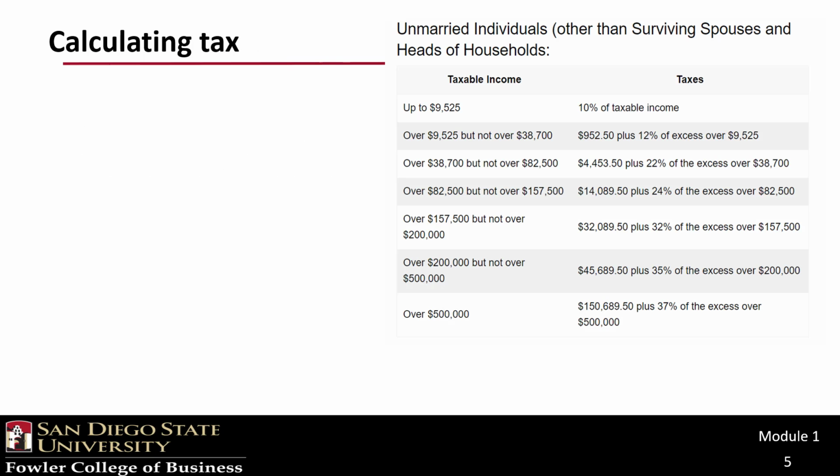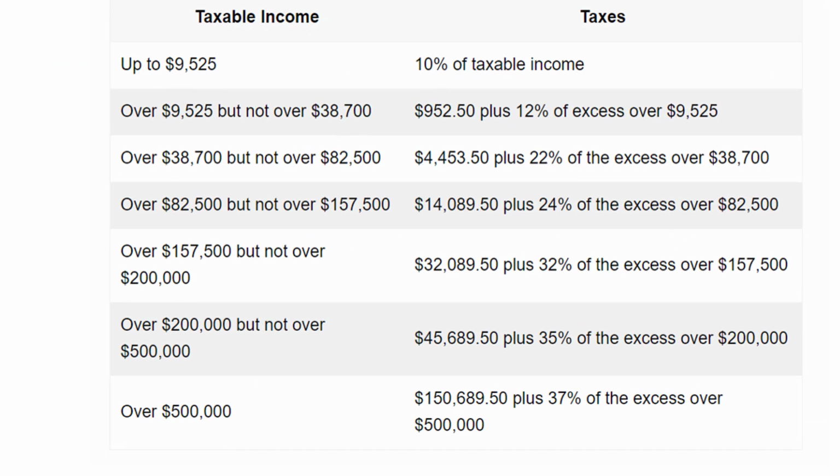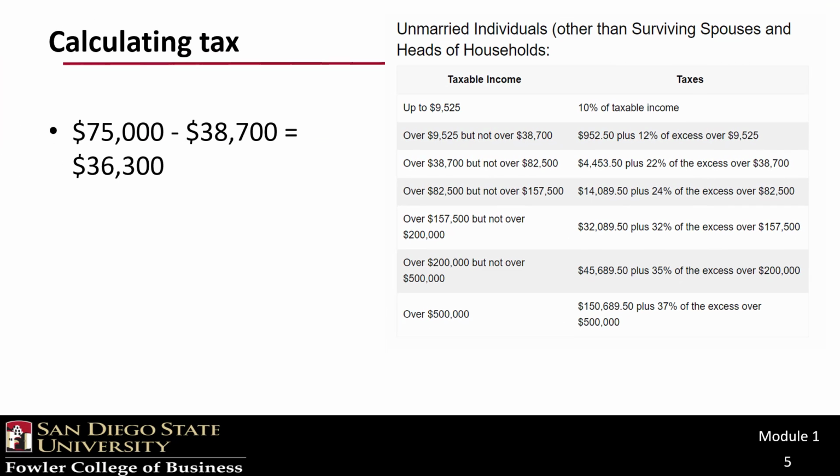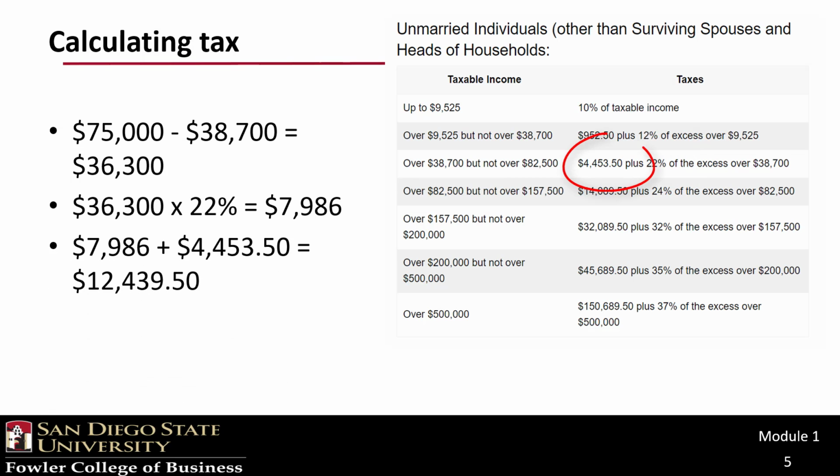Okay, so here's the single table for 2018. What we need to do is identify where SpongeBob's income is. At $75,000, he's between $38,700 and $82,500. So we take the $75,000 minus the $38,700. That gives us $36,300. We multiply that, as indicated in the table, by 22%. And then add to that the amount, $4,453.50.